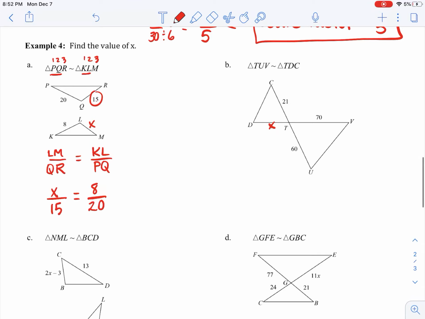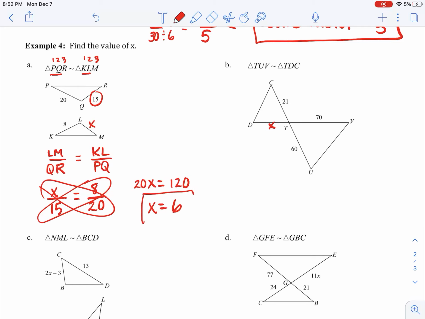All right, if we cross multiply, we can solve this thing. We're going to do 8 times 15 and x times 20, which is going to give us 20x equals 120. If we divide by 20, our x will equal 6. So we have just solved for a missing side by setting up a proportion and solving it because we know that similar shapes have proportional sides.